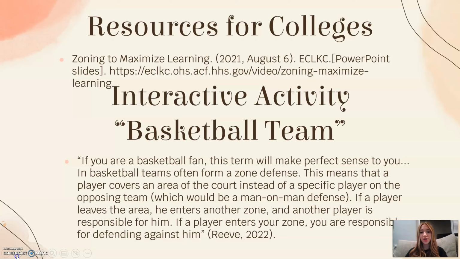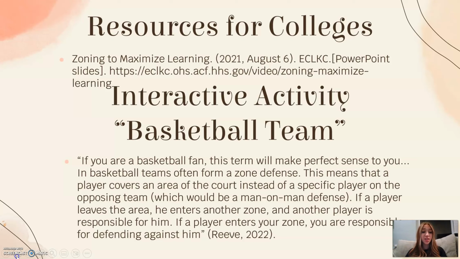And then for my interactive activity, I used a basketball team. In this activity, it talks about how you are, quote unquote, on a basketball team. So in a basketball team, there is often a zone defense. This means that your player covers an area of the court instead of a specific player on the opposing team, which would be a man-on-man defense.